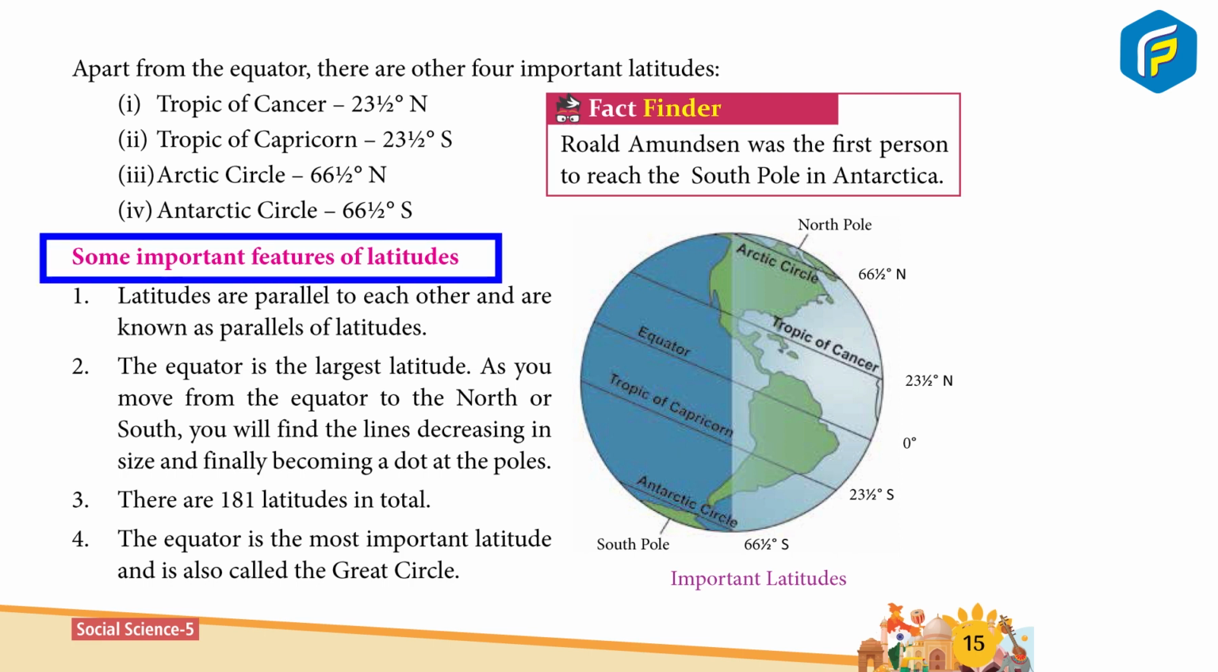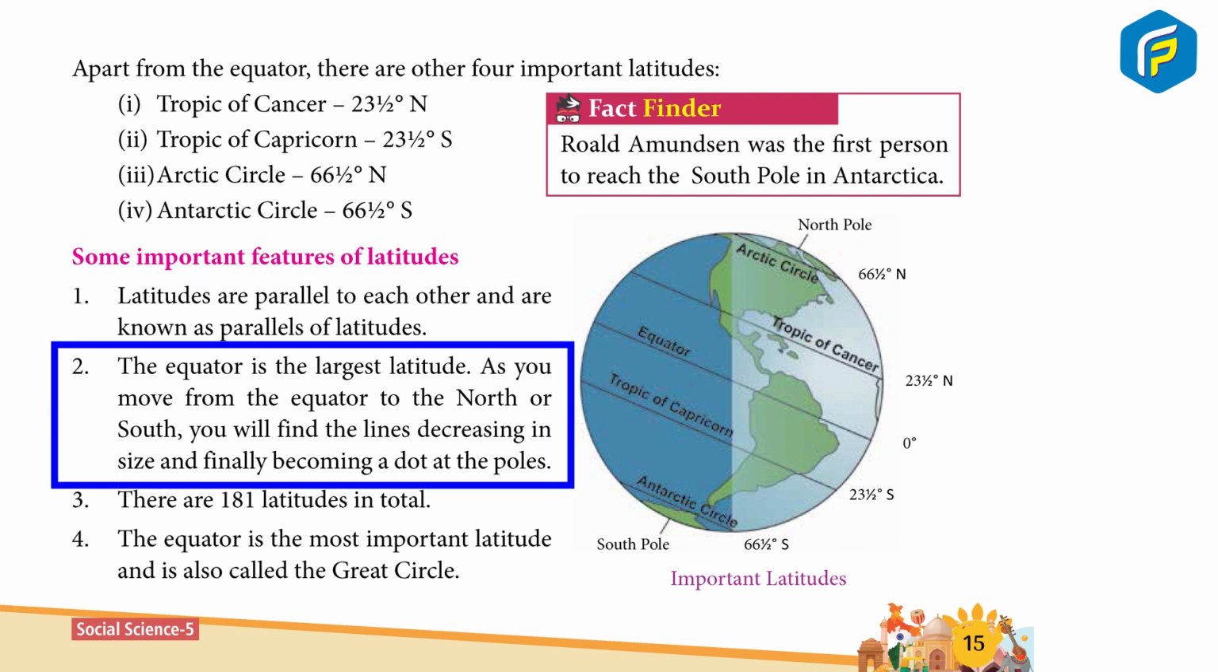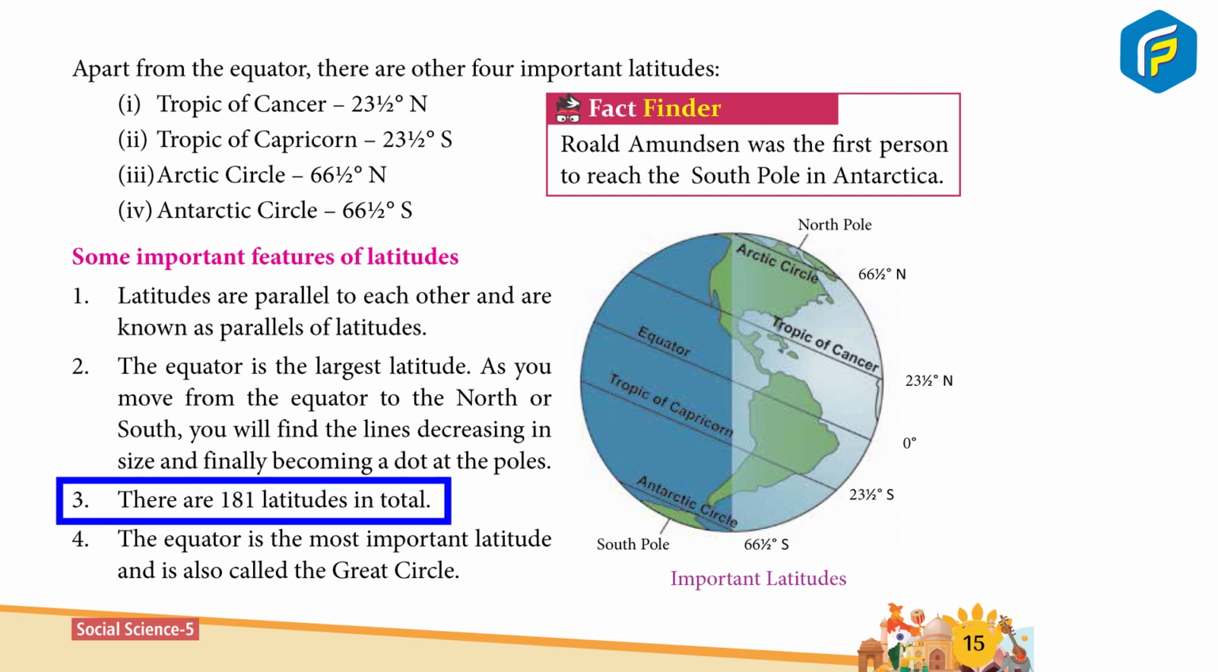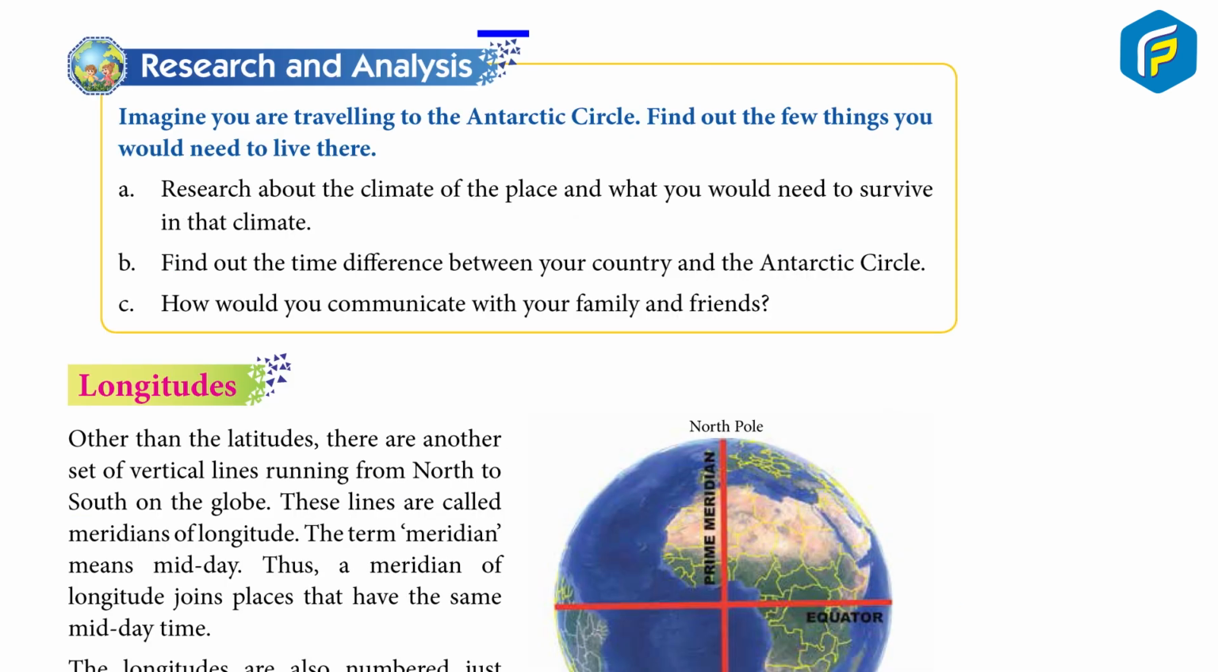Some important features of latitudes. 1. Latitudes are parallel to each other and are known as parallels of latitudes. 2. The equator is the largest latitude. As you move from the equator to the north or south, you will find the lines decreasing in size and finally becoming a dot at the poles. 3. There are 181 latitudes in total. 4. The equator is the most important latitude and is also called the Great Circle.